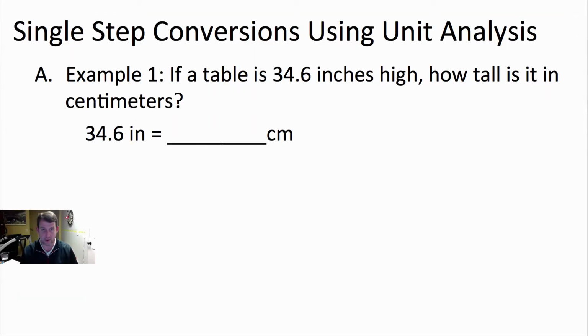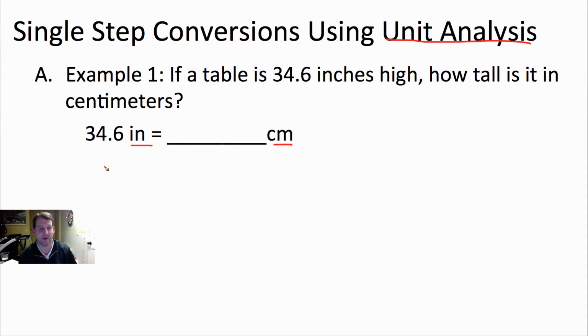So a single-step conversion involves something like inches being converted into something like centimeters. Here, inches to centimeters. Now, what's happened is we've measured the table at 34.6 inches high, and now we need to know how long that is in centimeters. So we need to convert these inches into however many centimeters that's equal to. So to do that, we're going to use unit analysis.